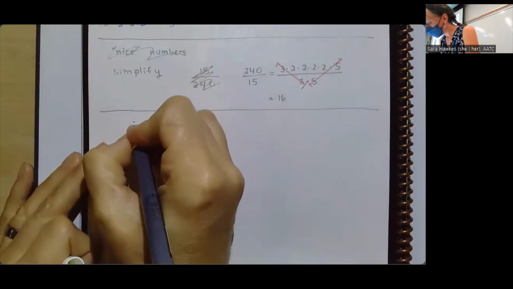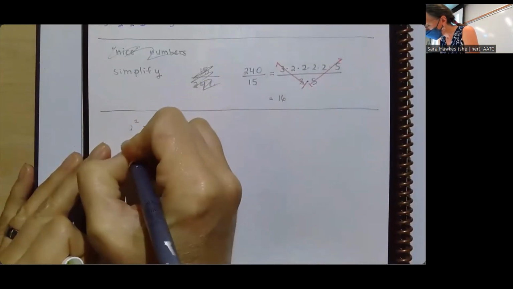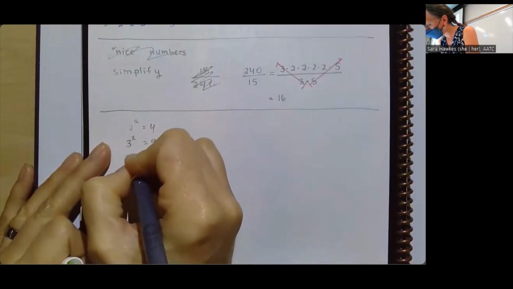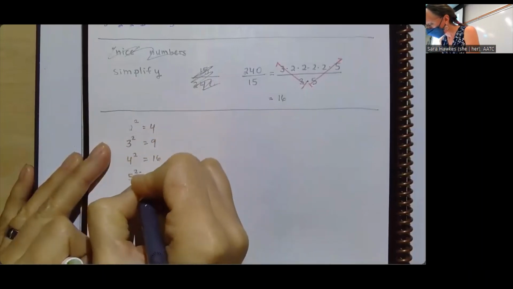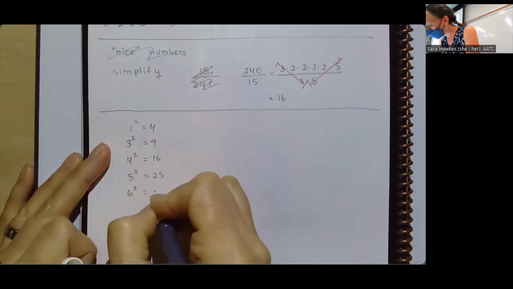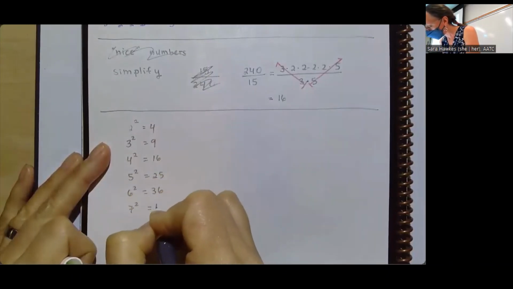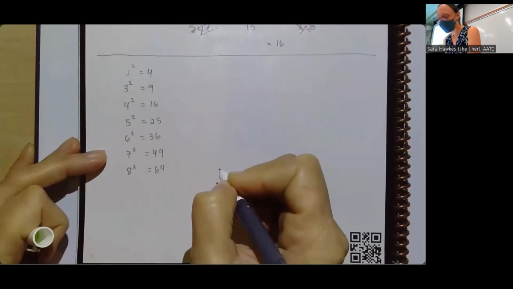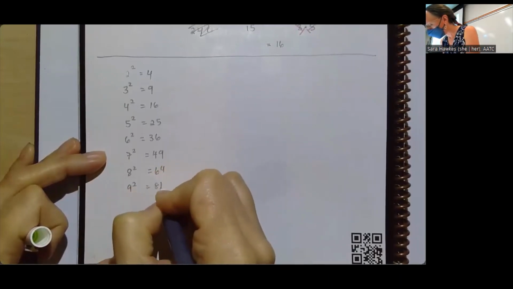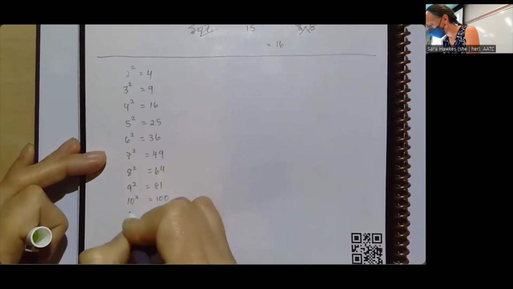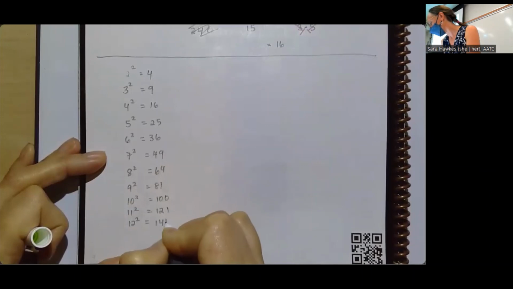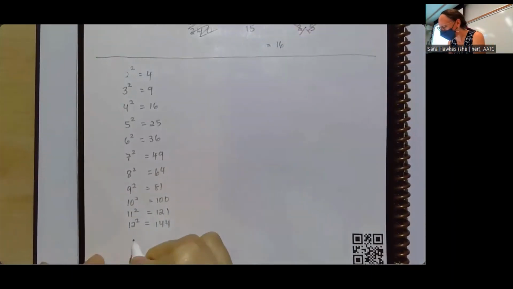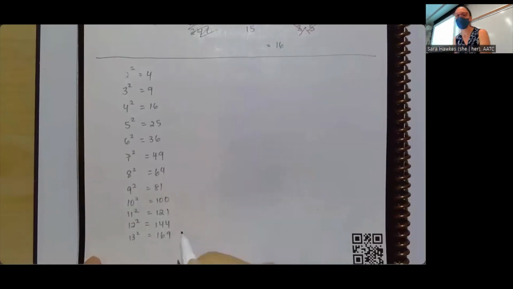So 2 squared is 4, 3 squared is 9, 4 squared is 16, 5 squared is 25, 6 squared is 36, 7 squared is 49, 8 squared is 64. Did I run off the page yet? 9 squared is 81, 10 squared is 100, 11 squared is 121, and 12 squared is 144. Anyone know 13 squared? Cool, that's 169.